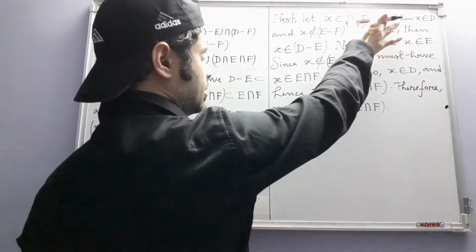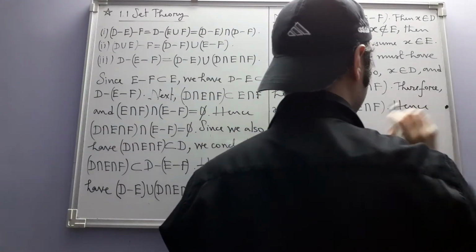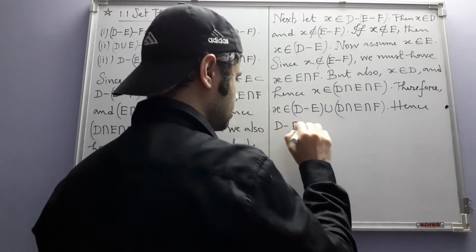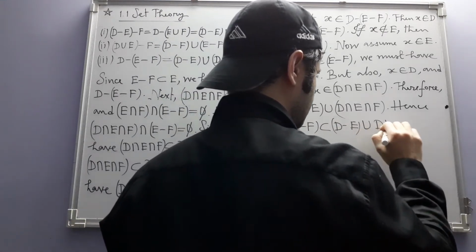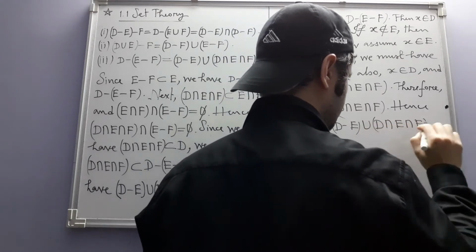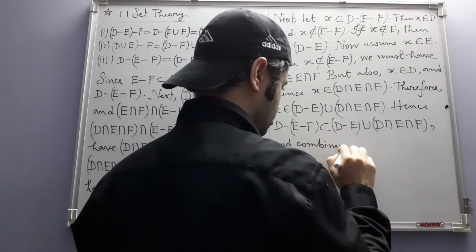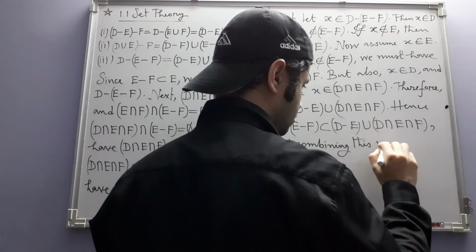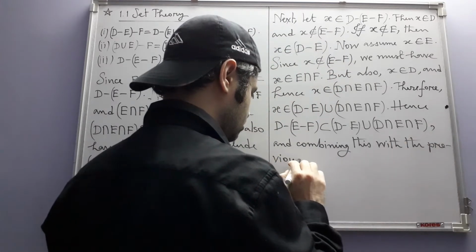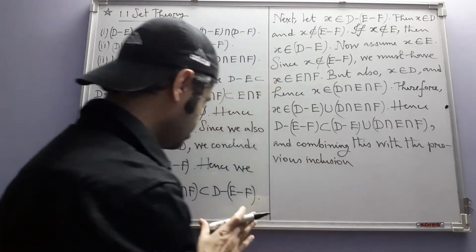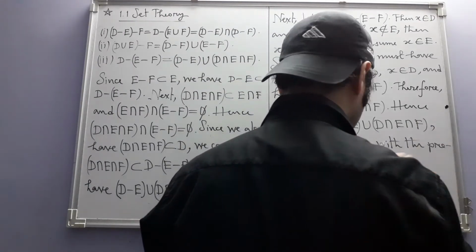And this proves that any element here is also here, so that means this is a subset of this. Hence D minus E minus F is also a subset of D minus E union the intersection of these three sets. And combining this with the previous inclusion, previous inclusion means this one, you understand what I am talking about, we have equality.